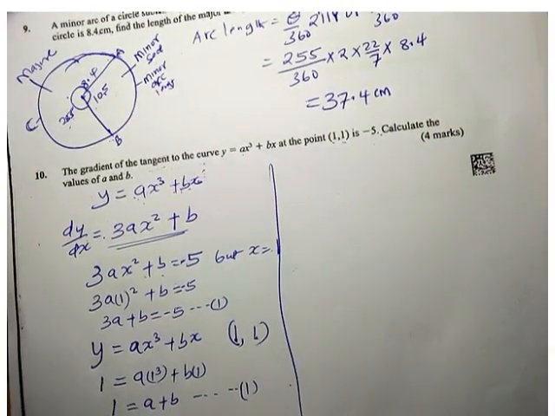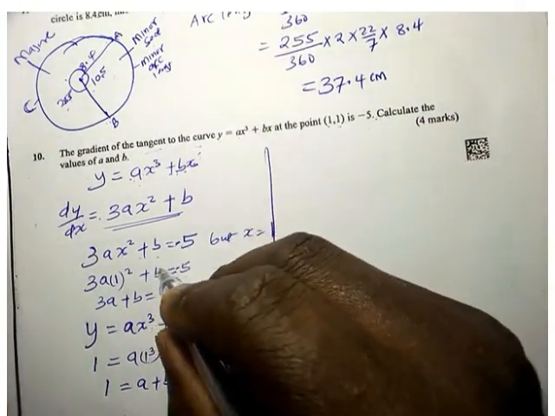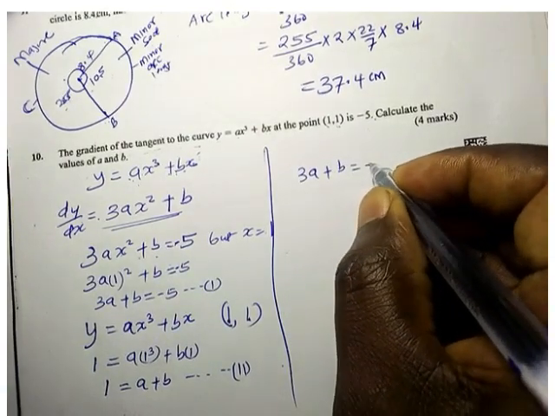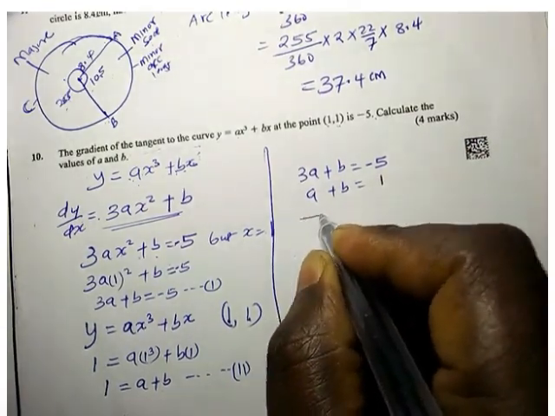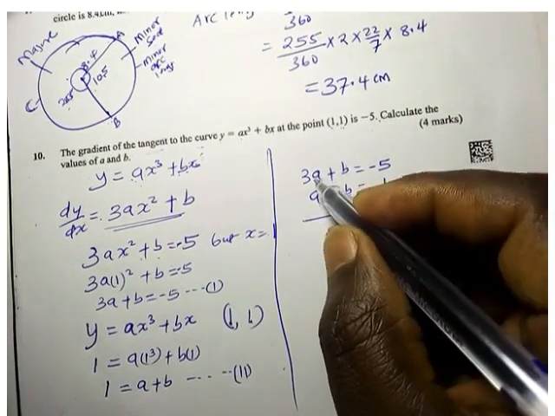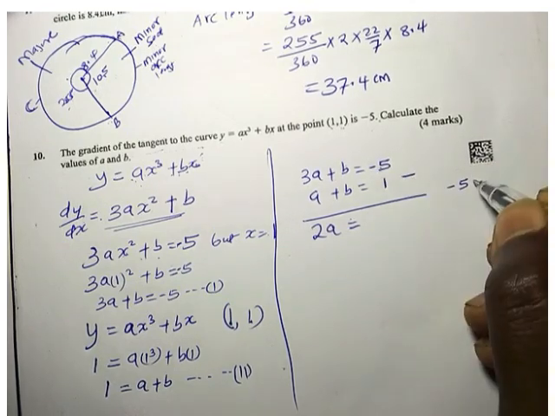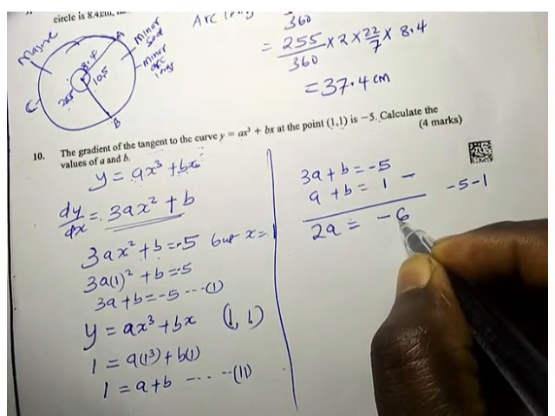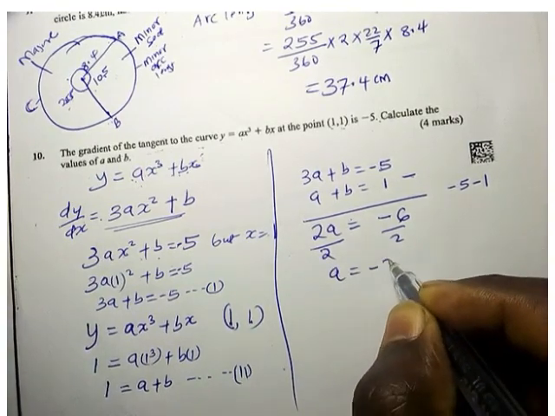Now we are going to use our equation 1 and equation 2 to solve for the values of a and b. Now we have the first one as 3a + b = -5, and then a + b = 1. You will just subtract to eliminate b. This one is 0, and this one is going to be 2a = -5 - 1. The answer is going to be negative 6. So divide by 2, divide by 2. So a is negative 3.